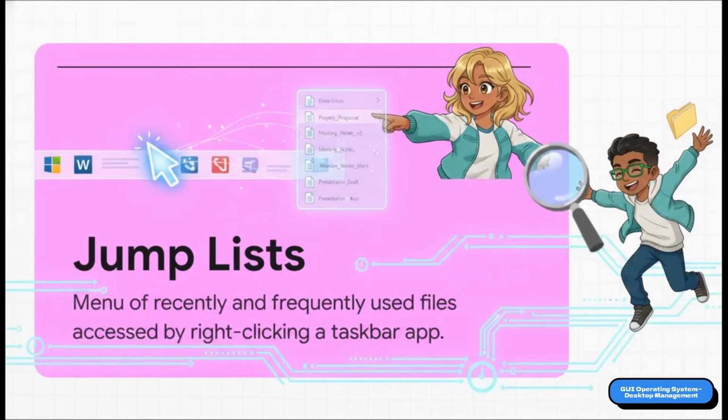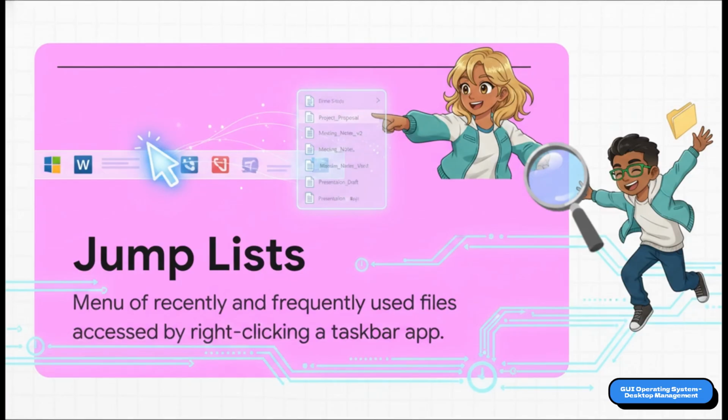Oh man, and this next feature is a massive time saver. They're called jump lists. If you right-click on an app that's already on your taskbar, let's say Microsoft Word, a menu pops up showing your most recently and frequently used files for that exact program. You don't have to open the app and dig through folders.